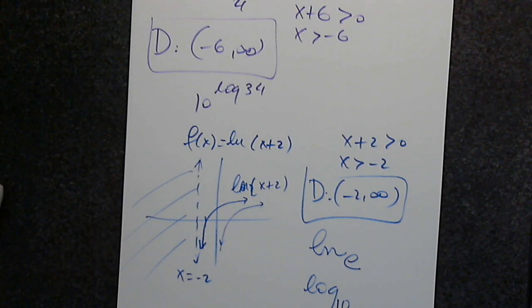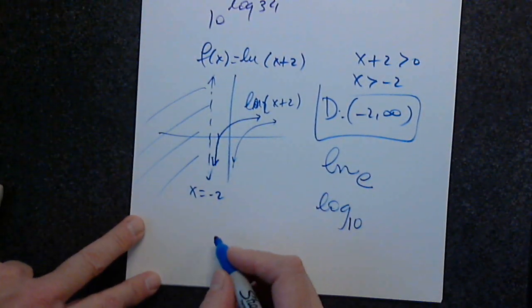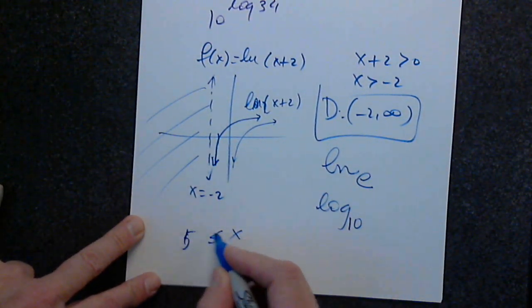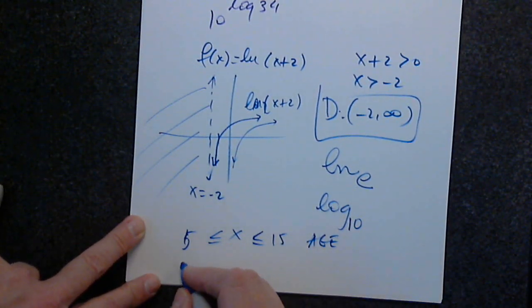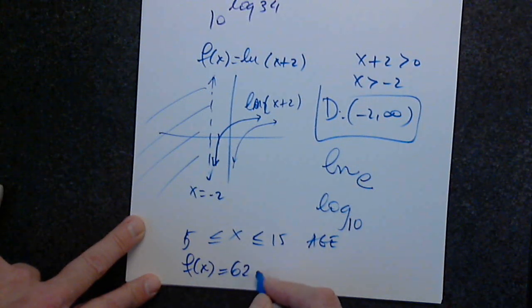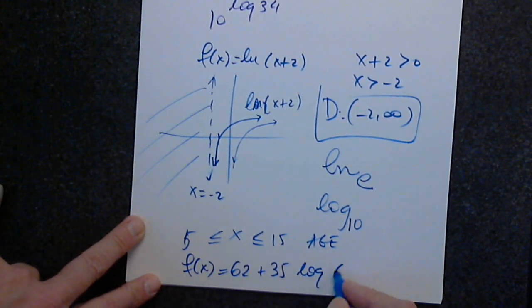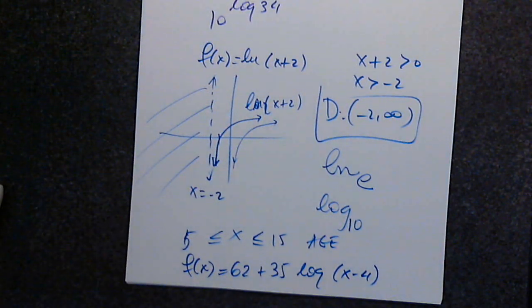The last two are word problems, and I would like to work on those word problems from this section. So let's take a look. The percentage of adult height attained by girls who are x years old can be modeled by the given function. I take notes. x is the age between 5 and 15. So I copy x between 5 and 15, the age, and I copy f of x as 62 plus 35 log of x minus 4.